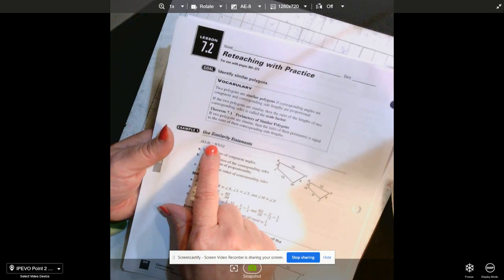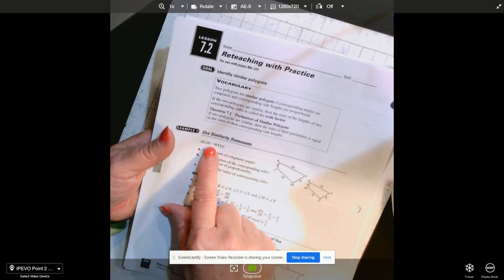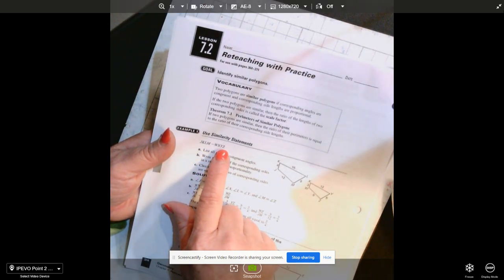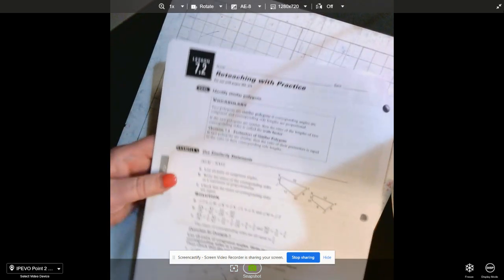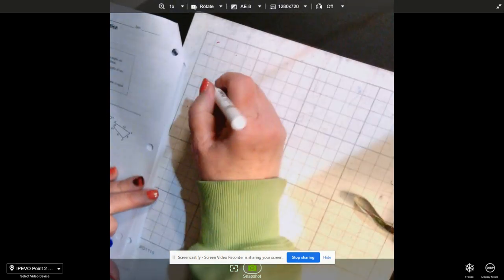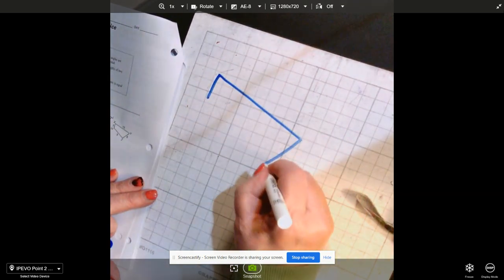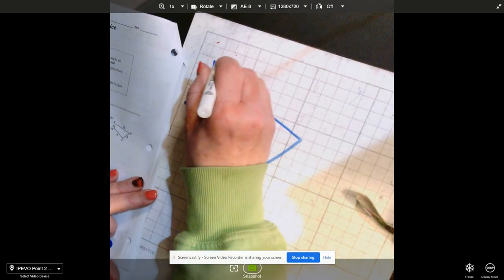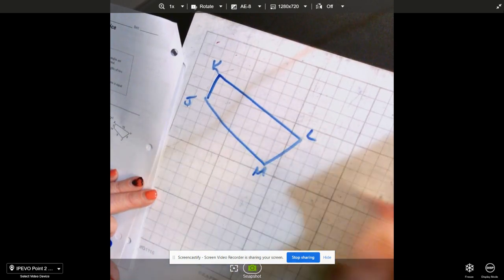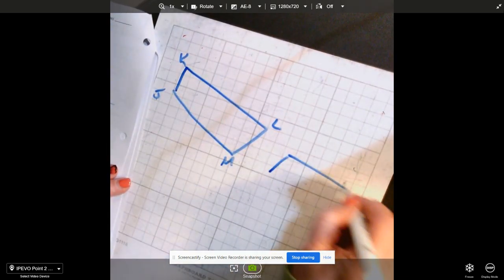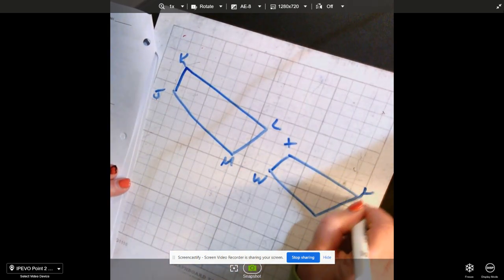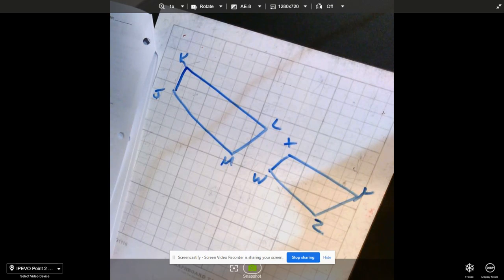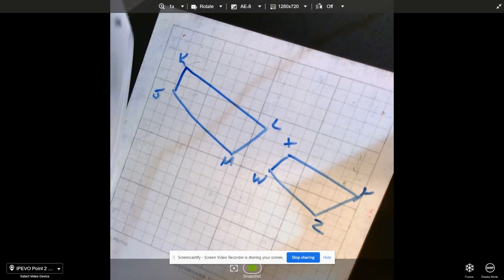JKLM is similar. That's the symbol right there. That little squiggly means similar to WXYZ. And they first want you to list all the congruent angles. So let me just draw these out here a little bit. So the first one looks kind of like this, where we have JKLM. And then they have one that's a little bit smaller, but looks to be about the same shape, WXYZ. And it says list all the pairs of congruent angles.